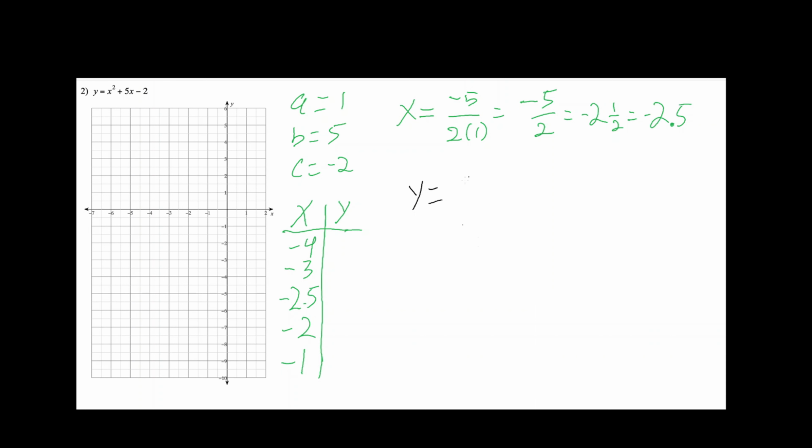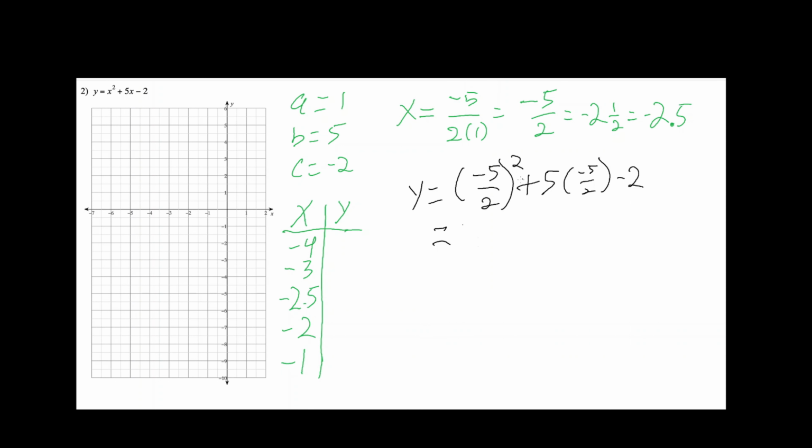So for this, I'm going to go with -5/2 because I think it's easier to plug into our equation and do by hand. If you choose to use a calculator, I'd say go with decimals because in a calculator, decimals tend to be easier. So here, -5/2 squared.